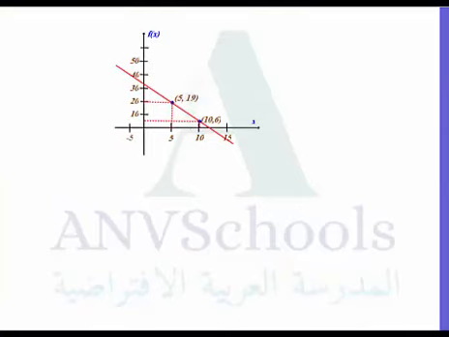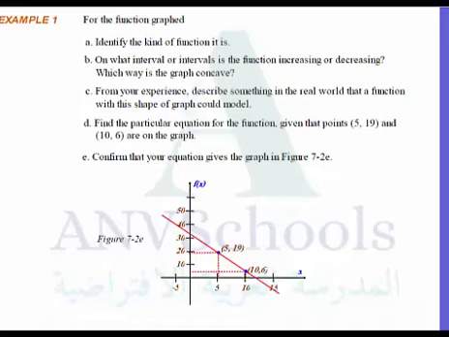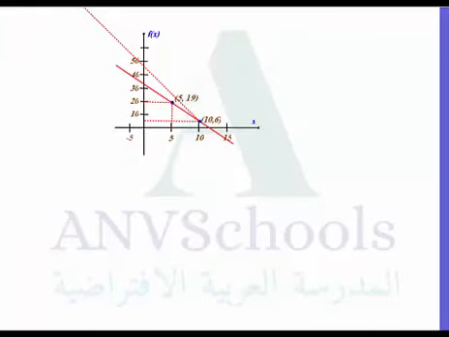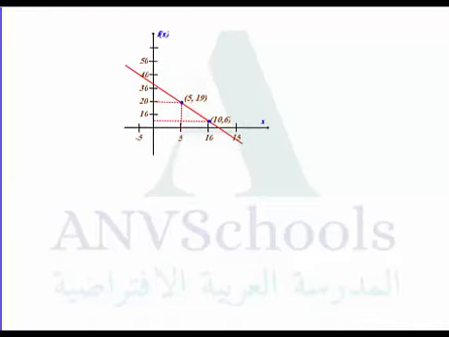So this is the function. Okay, we are about to answer letter A. Identify the kind of function it is. As you can see, this is a linear function. So our answer for letter A is that it is a linear function. How about letter B?